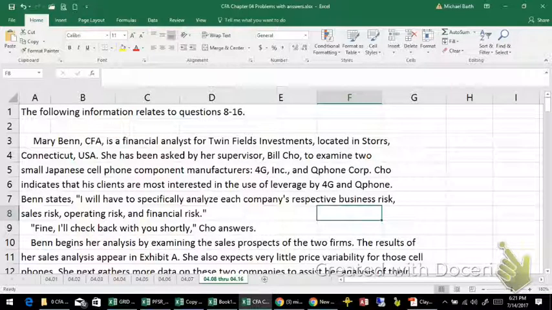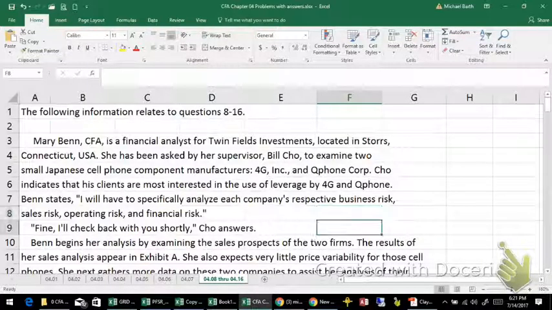All right, so the case has Mary Ben, who's a financial analyst, talking with her boss, Bill Cho. Mary's job is to go through and do an evaluation of 4G Incorporated and Qphone Incorporated, which are a couple of Japanese cell phone manufacturing companies. The question revolves around business risk, sales risk, operating risk, and financial risk. And several of the questions just ask you for definitions of those.